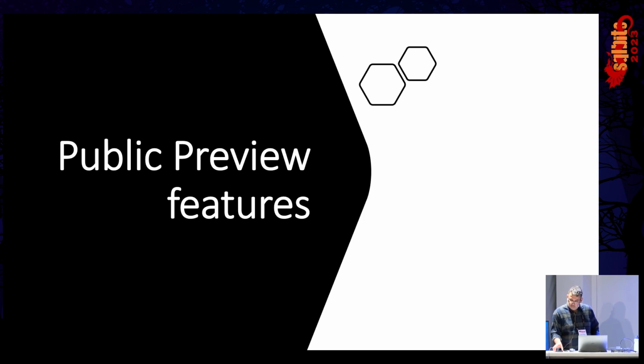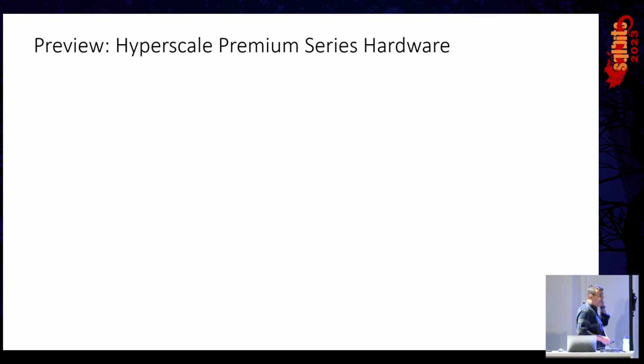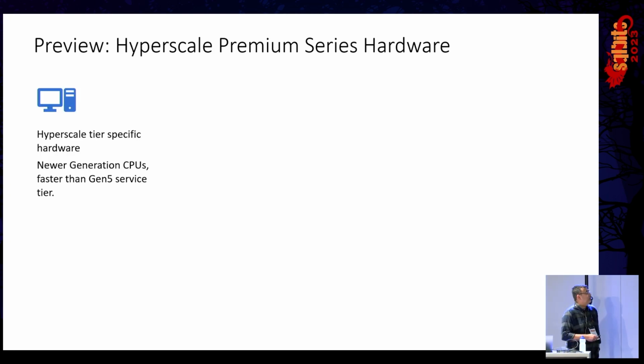Few other things from a preview perspective. We have this thing called Hyperscale Premium Series. It's a Hyperscale-only service objective. So these are new generation CPUs, and it's faster than Gen 5. Gen 5 is a public offer that we have for all the tiers. We've introduced these Hyperscale Premium Series, just for Hyperscale.